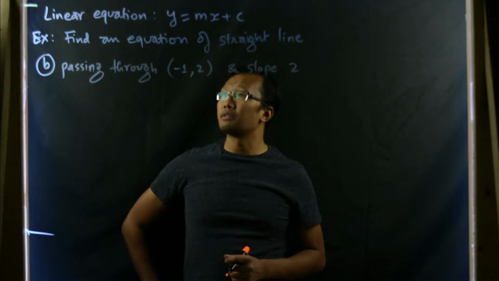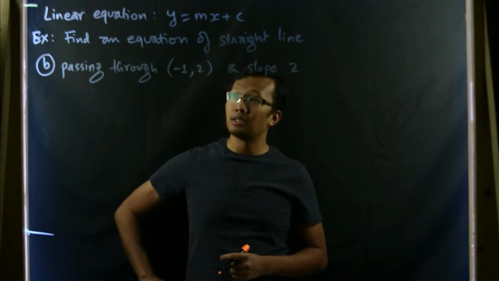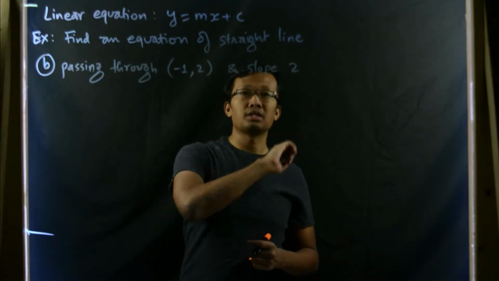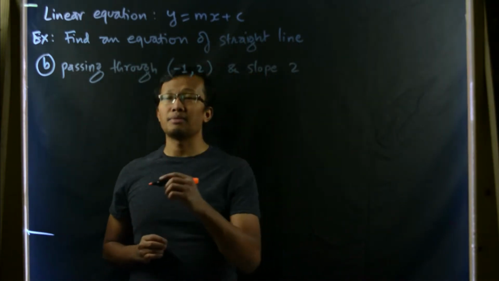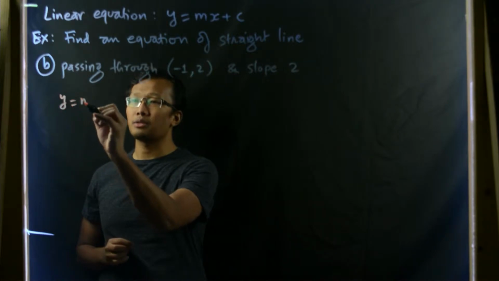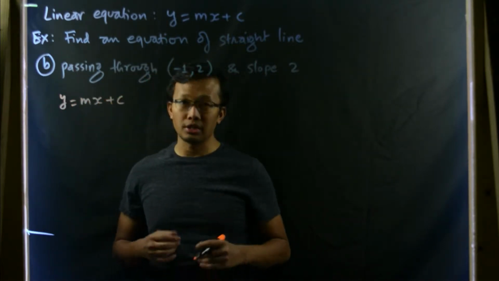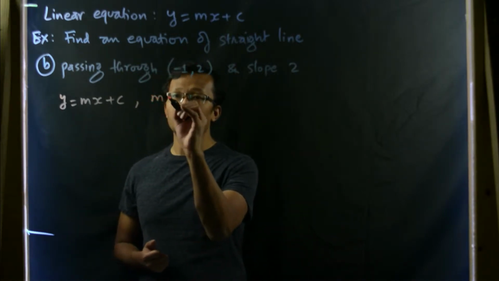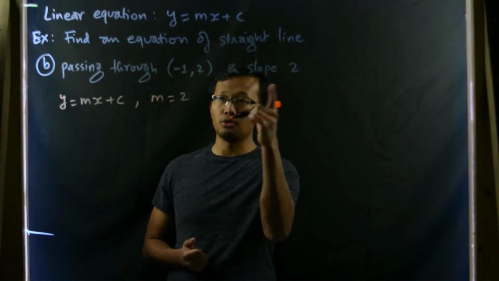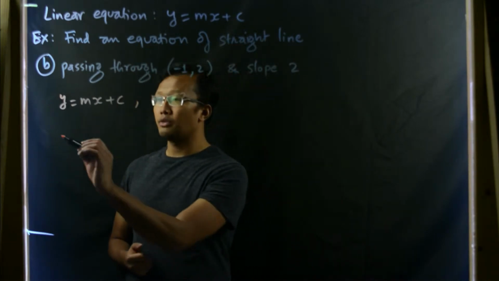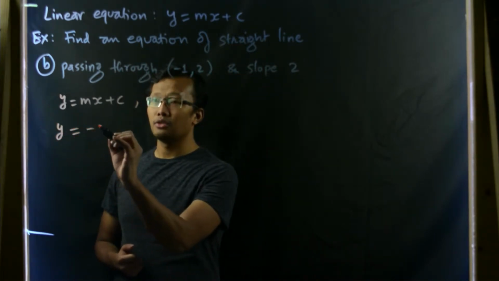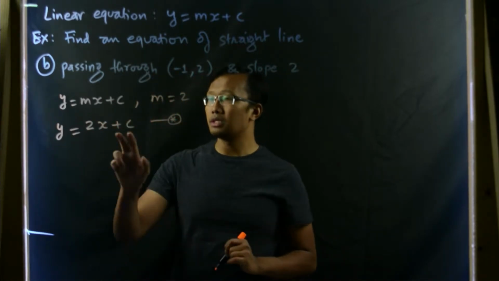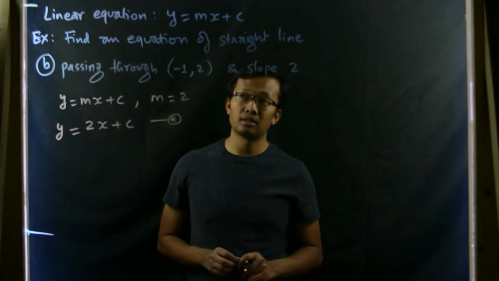Another problem is find an equation of a straight line passing through the point (-1, 2) and slope is 2. Again the same thing, okay? y equals mx plus c. Let's suppose this is the required equation of the line. Then we already know m equals 2. That's a slope, right? Slope is 2. Then our equation of the line becomes y equals 2x plus c. Okay? So this is the required equation of the line.